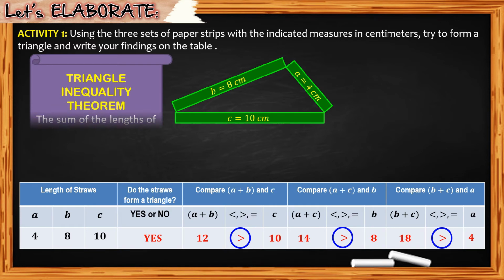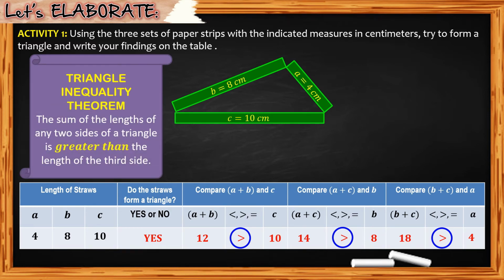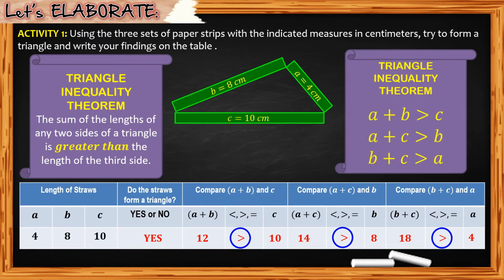So we have here what we call the Triangle Inequality Theorem, which means the sum of the lengths of any two sides of a triangle is greater than the length of the third side. So therefore, a plus b must be greater than c, a plus c must be greater than b, and b plus c must be greater than a. So we have the Triangle Inequality Theorem.